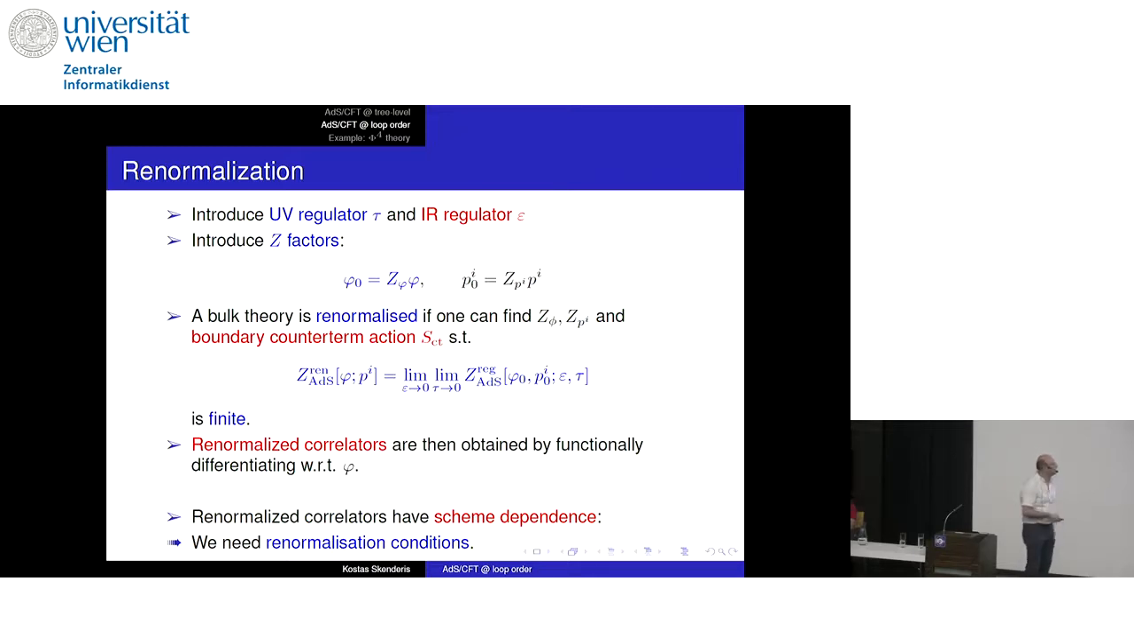The normalized correlators would be obtained by differentiating with respect to the source phi. Now, I do want to emphasize again, and because that's a point which I think at least partly was missed in the one-loop literature so far, that every time you normalize, there is a scheme dependence. It's very important to keep track of it. And to fix scheme dependence, we need renormalization conditions. So that's an integral part of renormalizing. Okay, so that's the general prescription.